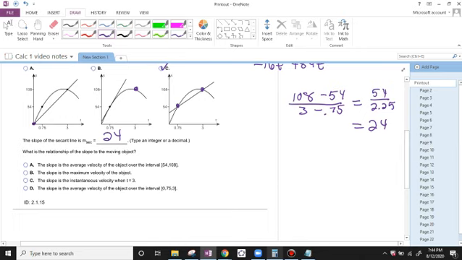What is the relationship of the slope to the moving object? The slope is the average velocity of the object over the interval 0.75 to 3. The slope is the average velocity of the object over 0.75 to 3.